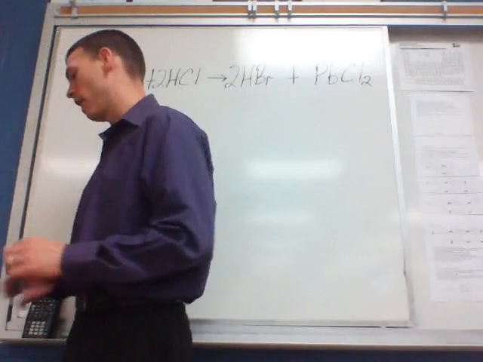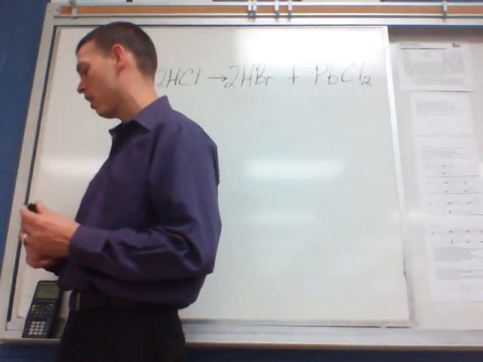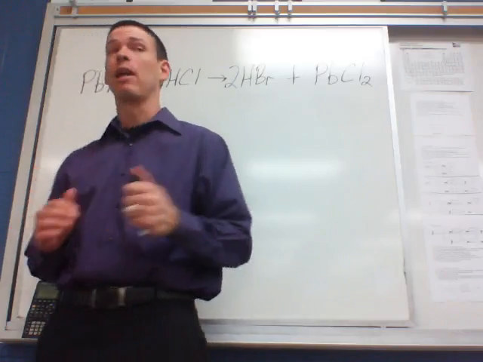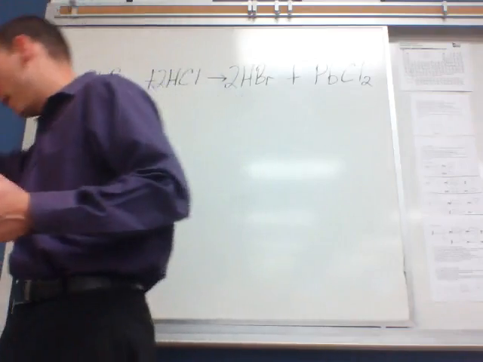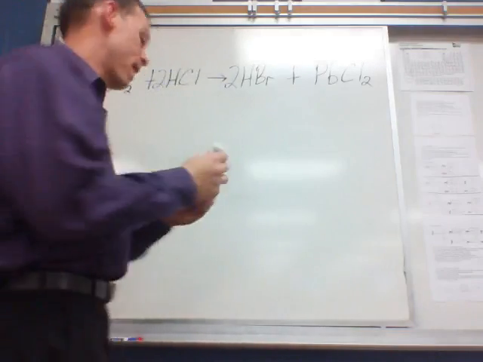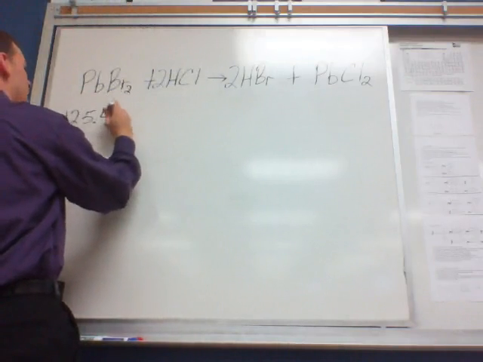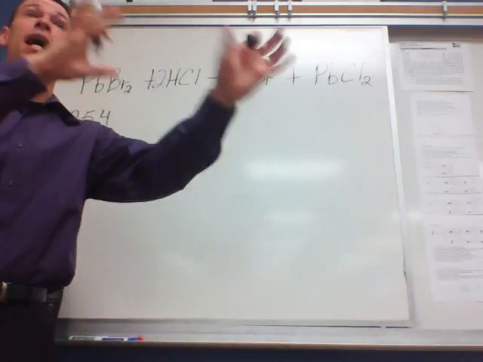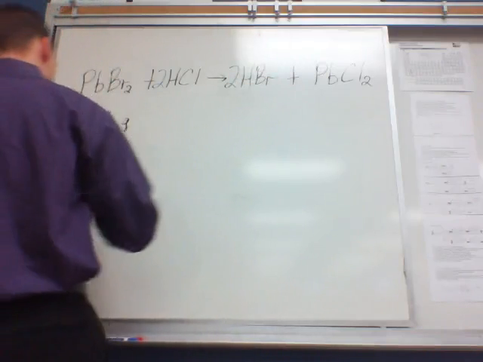It says, how many grams of lead 2 chloride are created from 125.4 grams of HCl? So I'm going to put my pretty little finger on the given number, which is 125.4. And I'm going to keep the stuff that comes right after it. Grams of HCl.